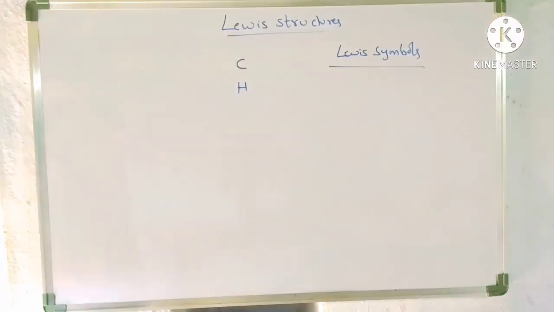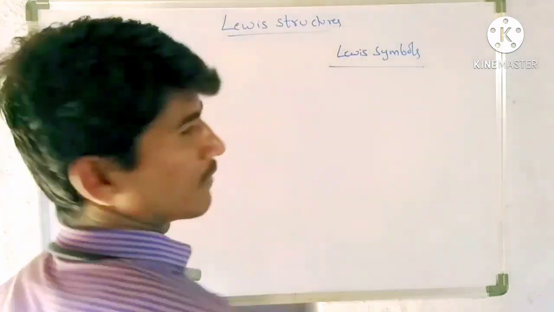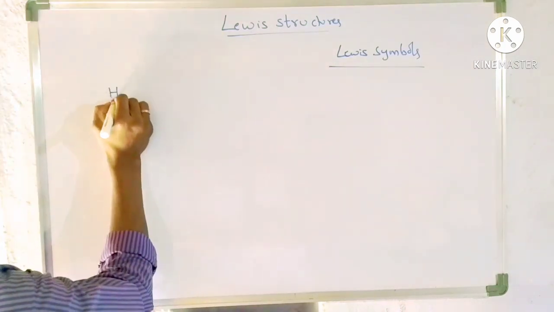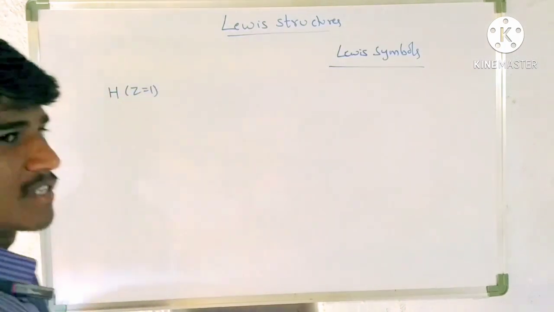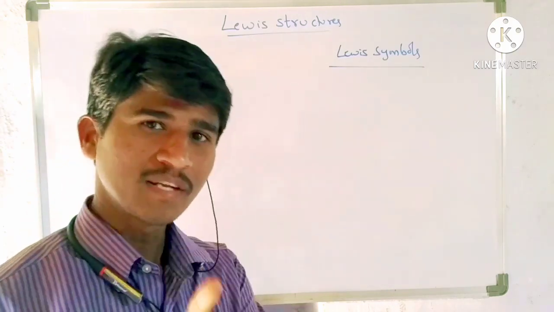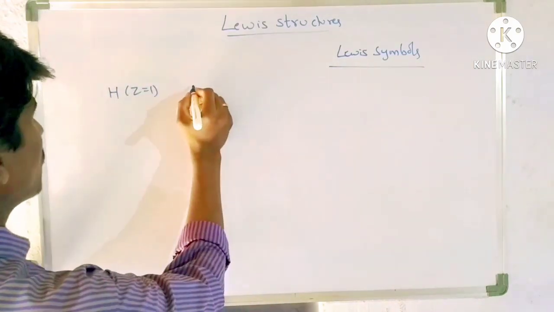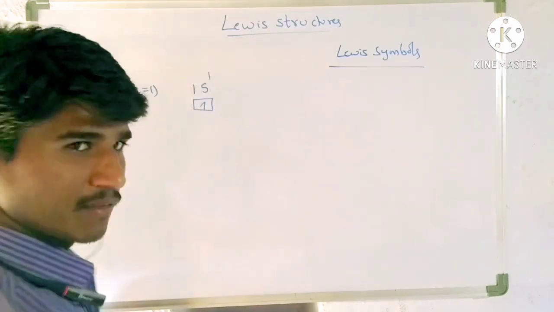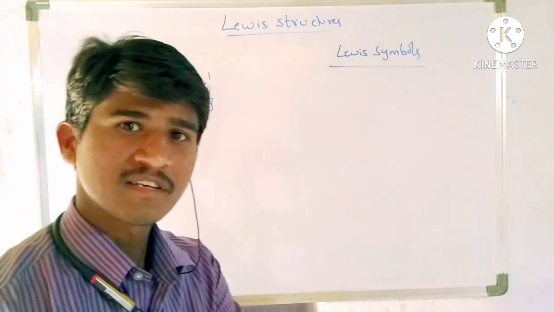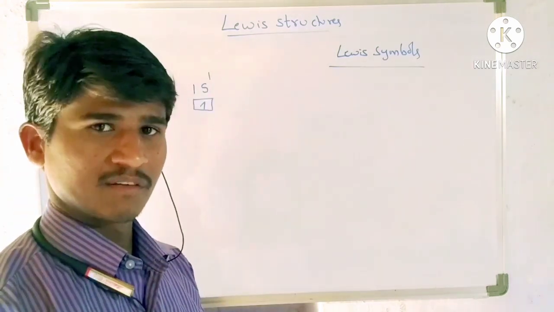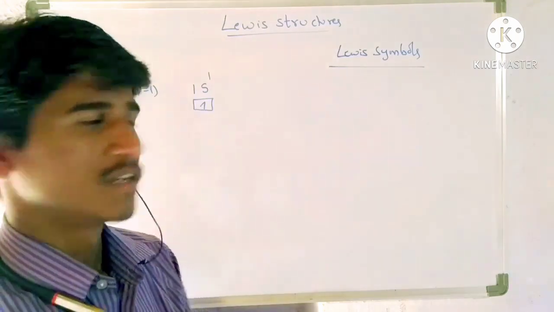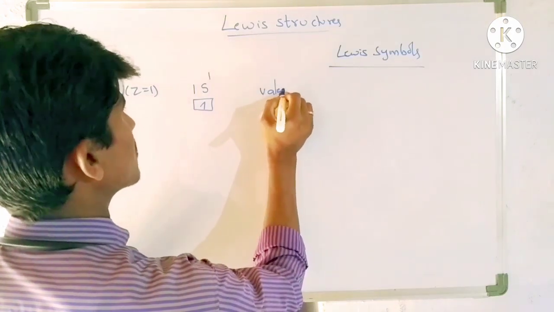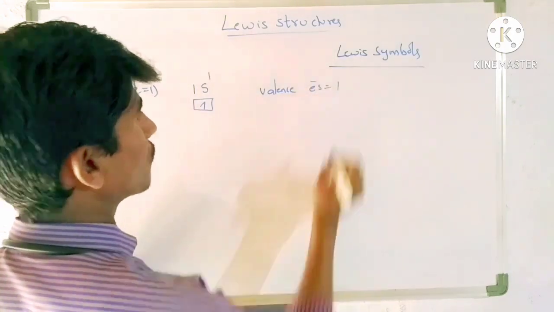I think you know very well about electronic configuration. Let us consider the electronic configuration of hydrogen. Hydrogen, Z is equal to 1. Z is equal to 1 means atomic number is 1, which means it has only 1 electron. So the electronic configuration of hydrogen is 1s1. Now in the case of hydrogen, what is the valence orbit? The first orbit is the valence orbit itself, and the valence orbital is 1s. How many electrons does it have? Only 1 electron. So valence electrons is equal to 1.